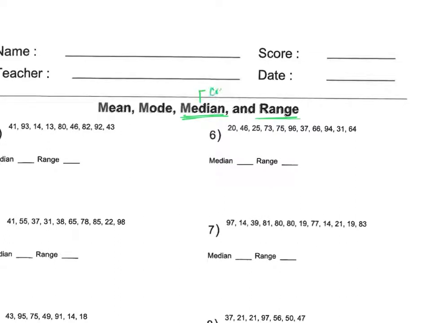For the median, you're going to cross off. Actually, before you do that, you're going to put the numbers in order and then cross off. I'll show you how to do that in a second. The range is biggest minus smallest.